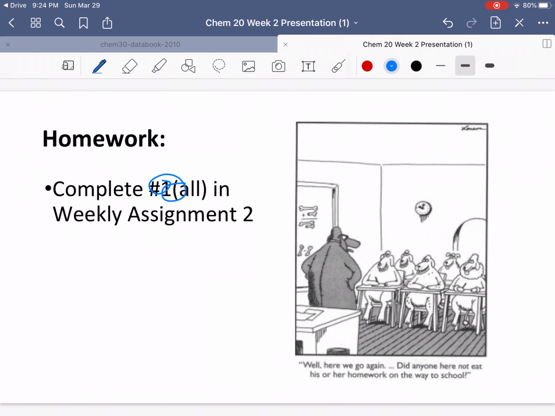Check out number 1, like I said. Whoops, don't scribble it though. That's not quite what I meant to do. Instead, how will we highlight it? Number 1. There we go. Weekly assignment 2. Good luck to you. New topic tomorrow.